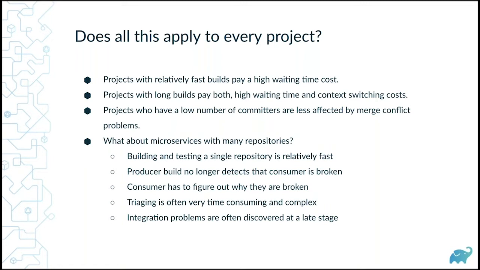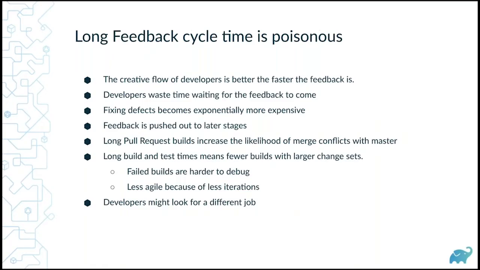So the consumer has to figure out why they're broken, and the triaging is often very time-consuming and complex, right? Once the consumer figures out, oh, my build is not broken, it's that dependency 1, 2, 3 has changed. I did some changes. What exactly is responsible? So the integration problems are often discovered at a late stage, and that is the price you pay with that approach. So our recommendation is don't go crazy with the granularity of your repositories, right? Otherwise you run into serious issues because of that and other challenges. So long feedback cycle time is poisonous, and developers might look for a different job if things get too much out of hand.